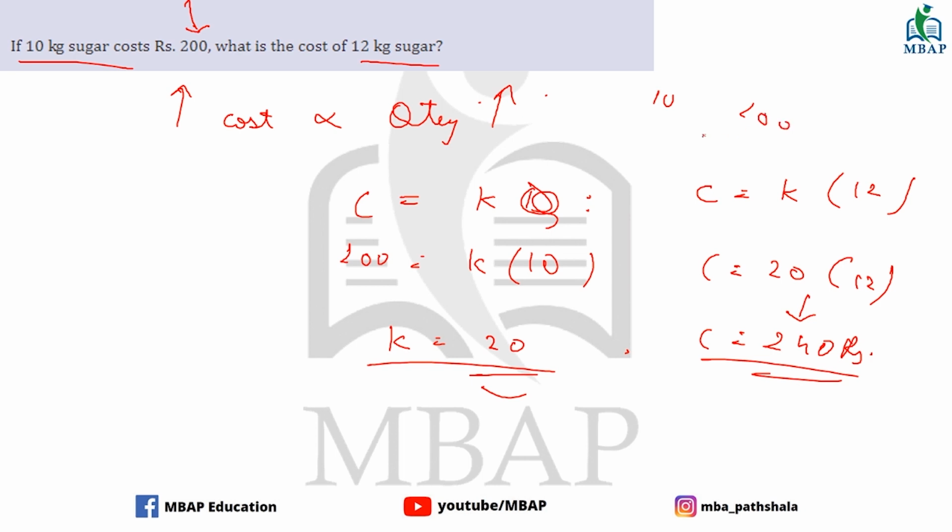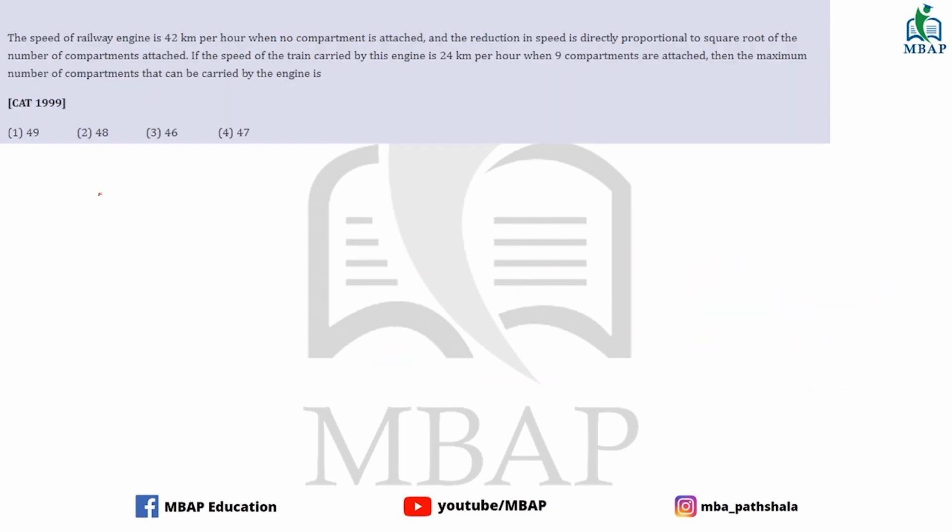All right, but then I just wanted to introduce how you can do this with the help of variation. Okay, let's take a question which actually came in exam. So this is from CAT 1999. Read the question properly. So we have over here that the speed of a railway engine is 42 km per hour when no compartment is attached, and then the variation relationship is coming over here, that reduction in speed is directly proportional to the square root of the number of compartments attached.